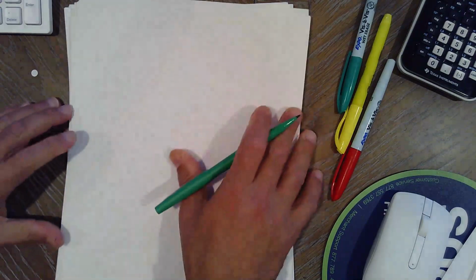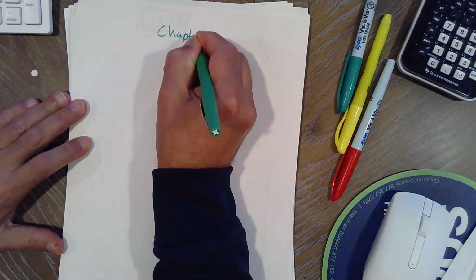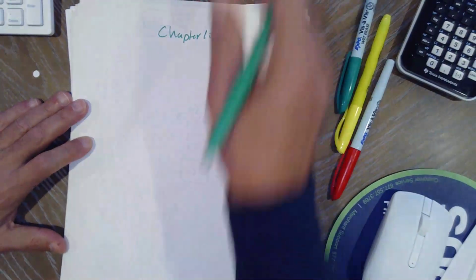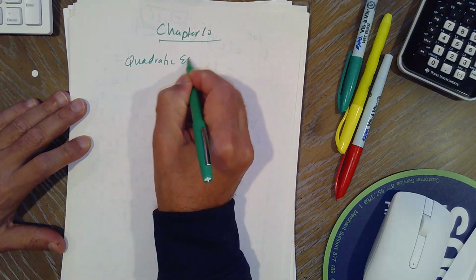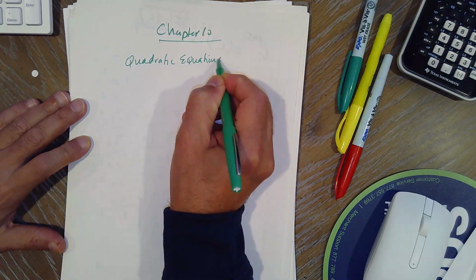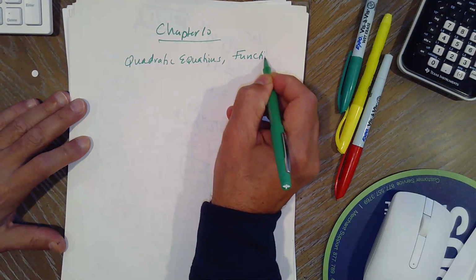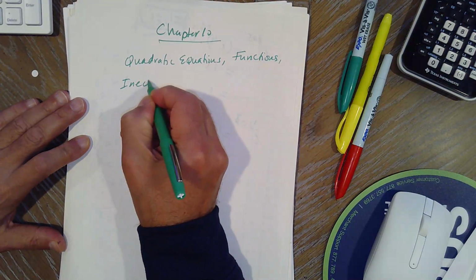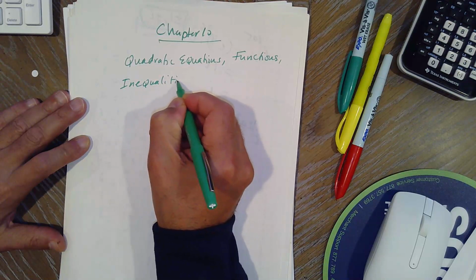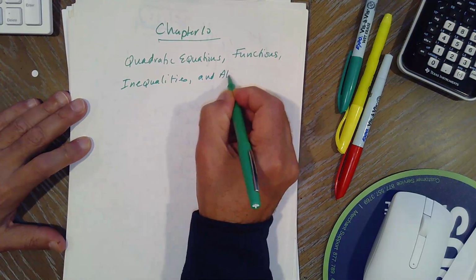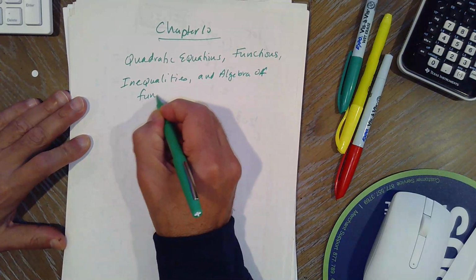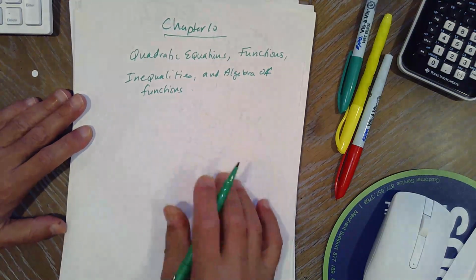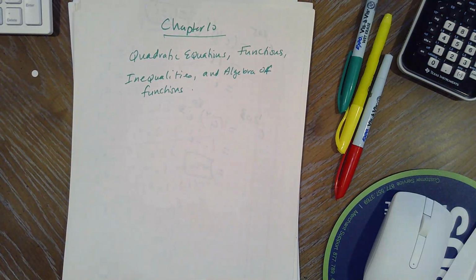Alright, so today we're going to start chapter 10, which is about a lot of things: quadratic equations, quadratic functions, quadratic inequalities, and algebra of functions. The first two sections are a review mostly from beginning algebra, but the rest of the stuff is totally new for you.